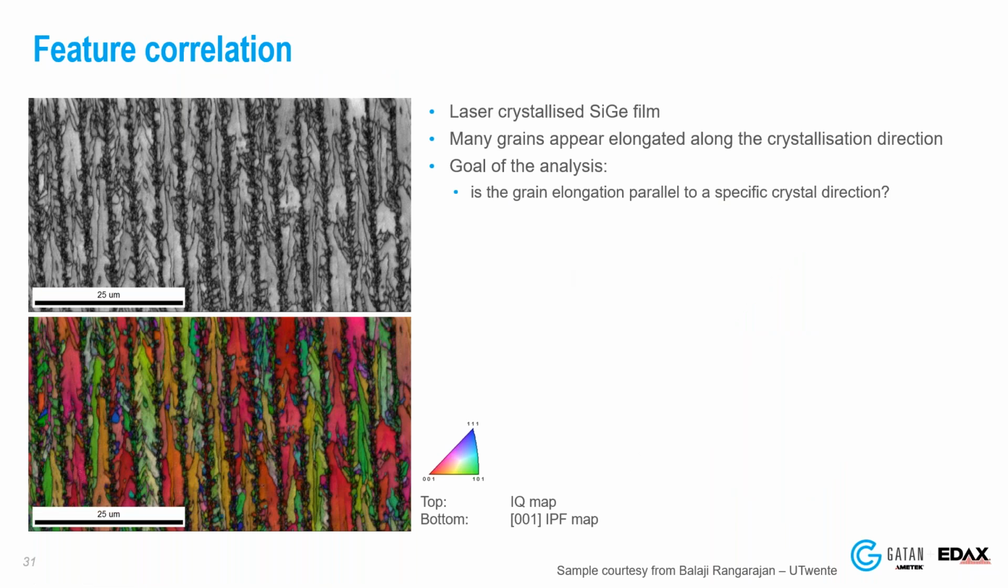Another type of correlation, this is a laser crystallized silicon germanium film. So you see the traces of the laser crystallization, and a lot of the grains are elongated in this crystallization direction, but there's also quite a lot of these very small ones. It's hard to see. Now, of interest is this grain elongation, is that crystallographically controlled?